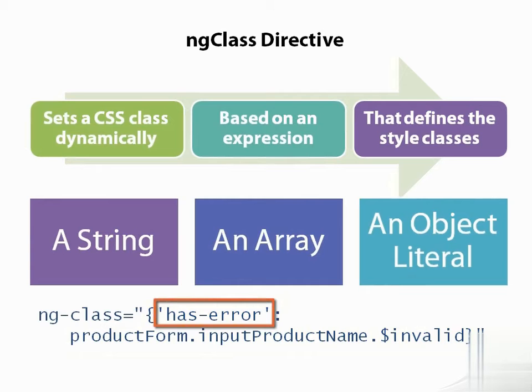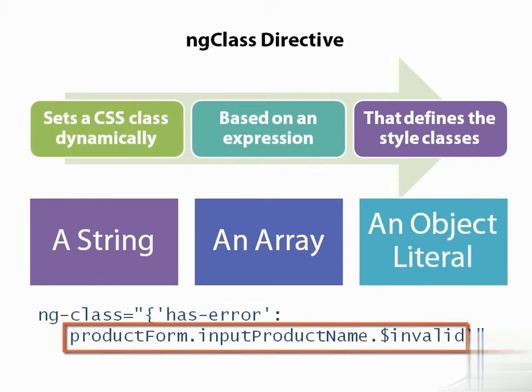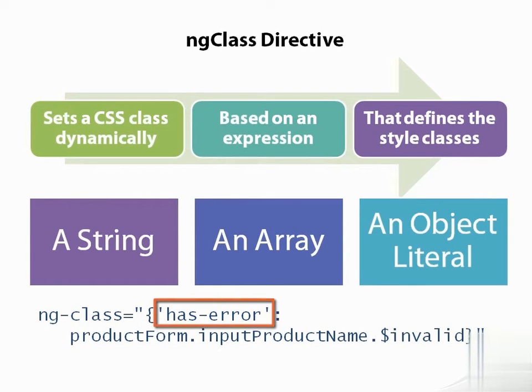In this example, the key is has-error. That's the name of the Bootstrap style class. And the value is an expression that is evaluated. In this example, it is an Angular validation state, which we will cover shortly. If the expression is truthy, the class name defined in the key is applied to the element. Using the ngClass directive allows for logic to define whether or not to apply a specific style or set of styles to an element, which works great for our validation.